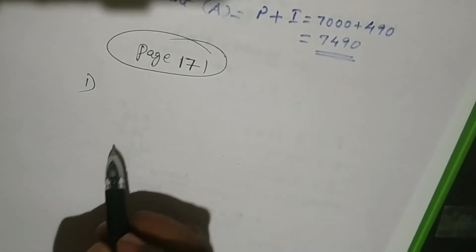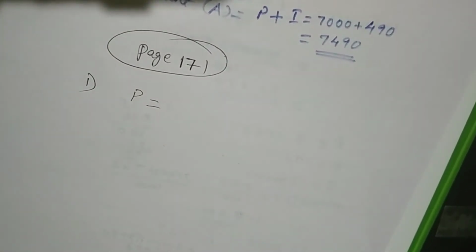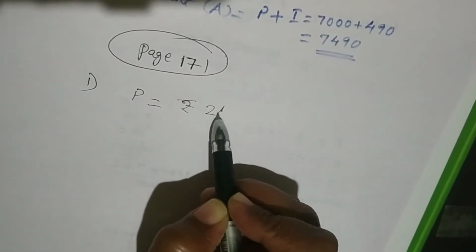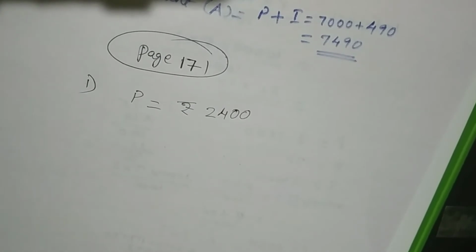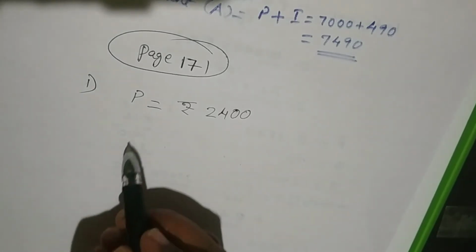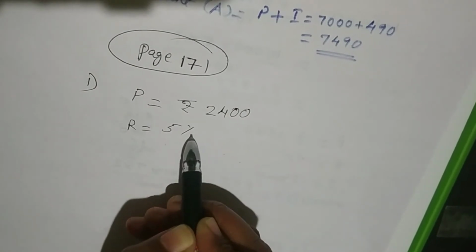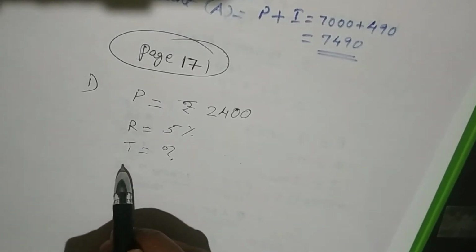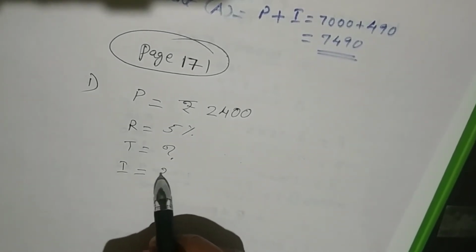It's given principal P is equal to the amount in the account, that will be rupees 2400. So I have 2400 in my account. Then rate is given, is equal to 5%. Then time is equal to, we don't know, we have to find that. Then interest is given, rupees 240.